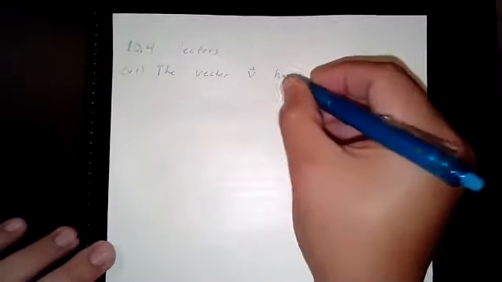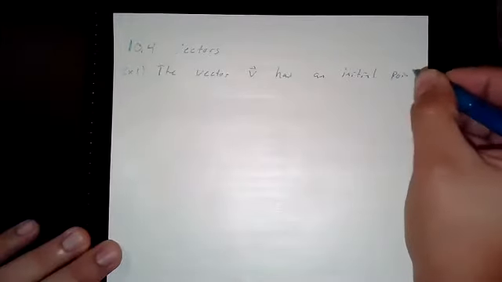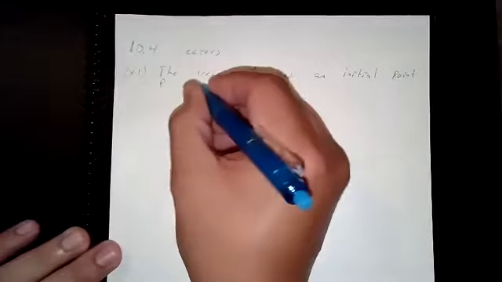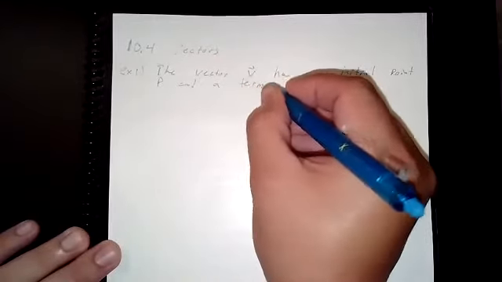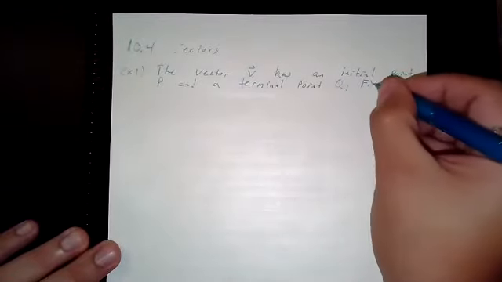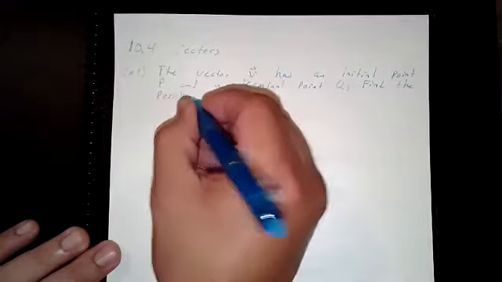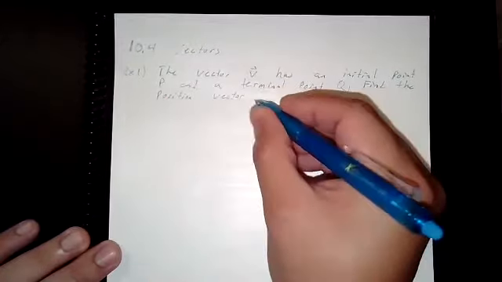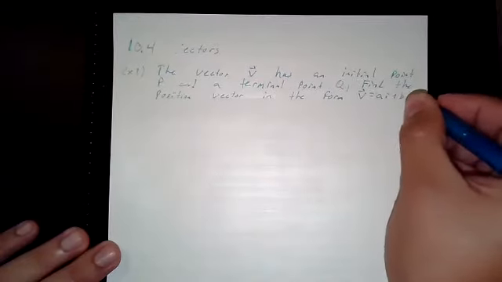So the vector v has an initial point P and a terminal point Q. Find the position vector in the form v equal to ai plus bj.